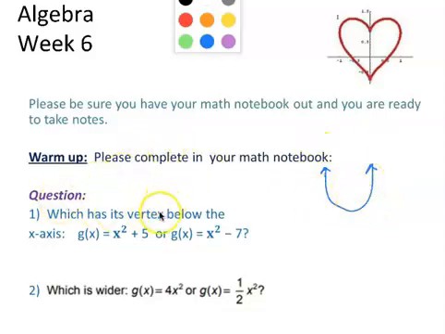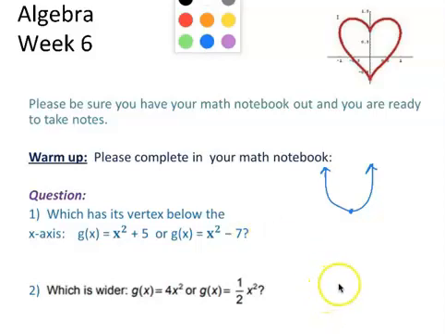So the first question says, which has a vertex below the x-axis? So which equation has a vertex below the x-axis? Is it g of x equals x squared plus 5 or g of x equals x squared minus 7? So look at those equations and look for the clues that tell you where the vertex would be located.